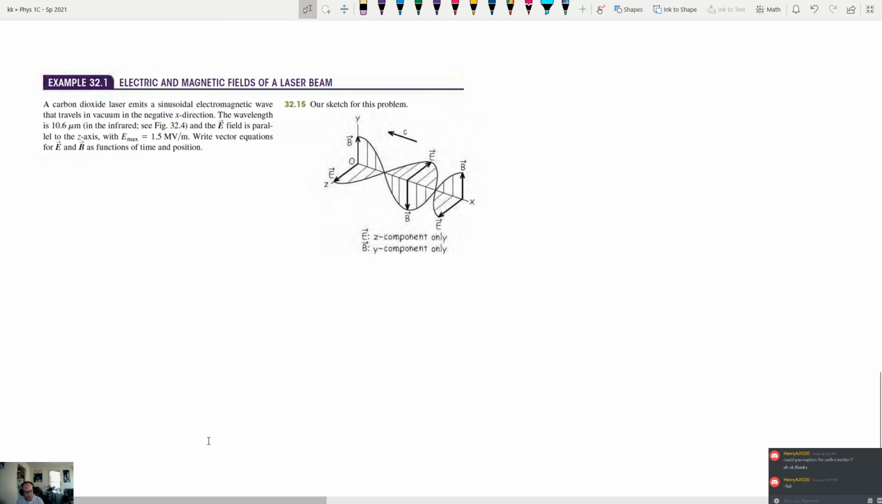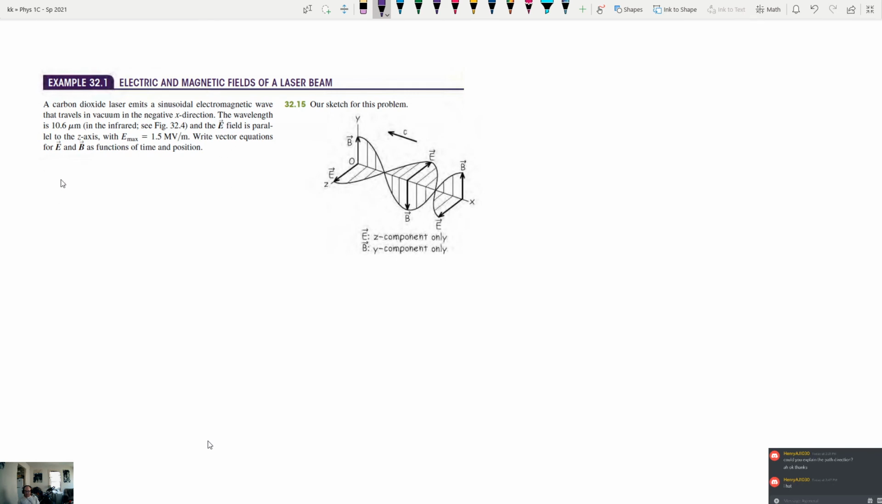All right. So we have a carbon dioxide laser that emits a sinusoidal electromagnetic wave that travels in vacuum in the negative x direction. So that's shown in this picture right here. Magnetic field's up, electric field's this way. The E field's oscillating in the z direction. The magnetic field's oscillating in the y direction.